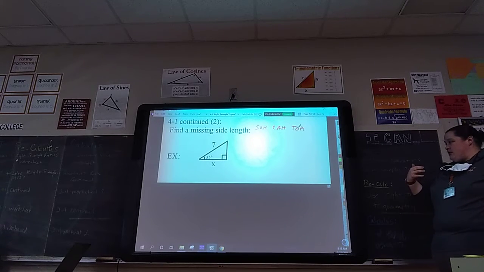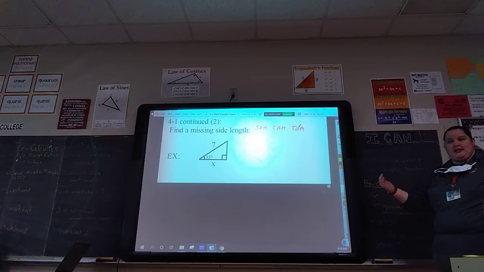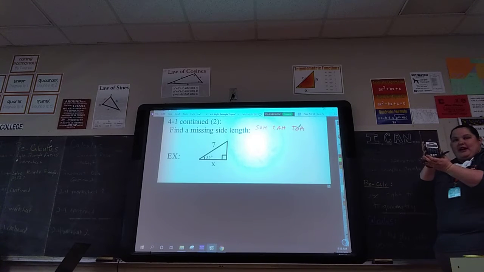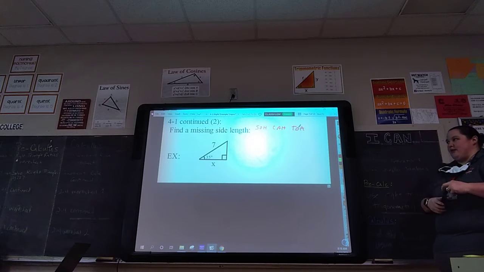For this, we will go back and focus mostly on sine, cosine, and tangent because those are the ones that are programmed into our calculator. Could we use the other three? Sure, but those aren't programmed nicely into the calculator, so we're going to focus on using the main three, sine, cosine, and tangent, to help us find the side length.